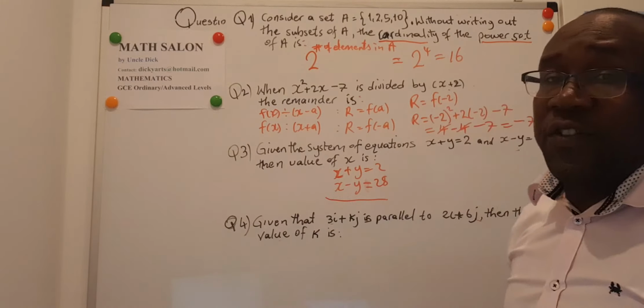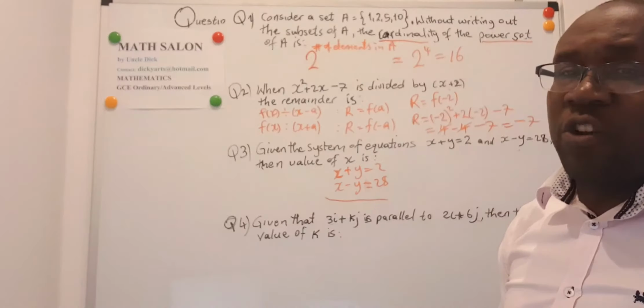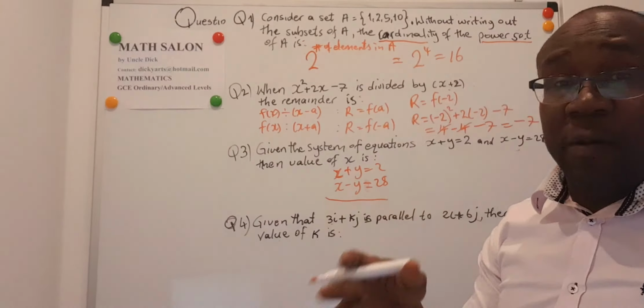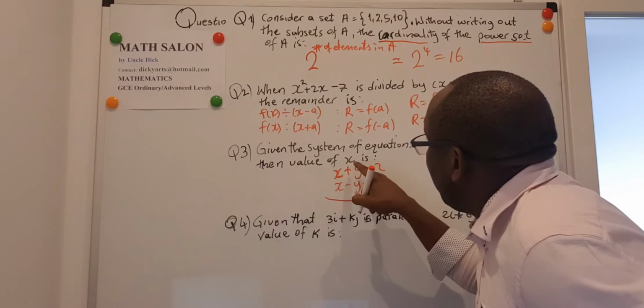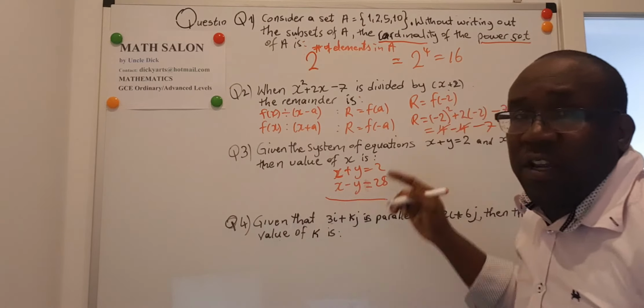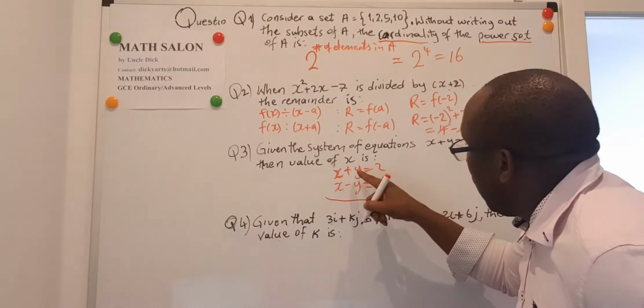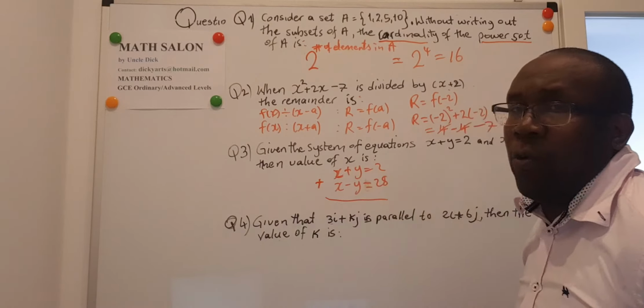There are several ways of solving simultaneous equations. You have the matrix method, you have the graphical method, you have the substitution method. The easiest one for this case, for a paper 1 question, is going to be elimination. My question wants me to solve for x. So the best thing for me to do is try to make y disappear. Y here is plus and y here is minus. So if I sum the two equations, then y will go away.